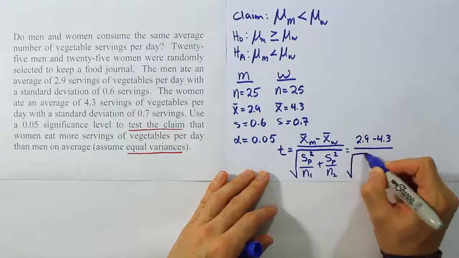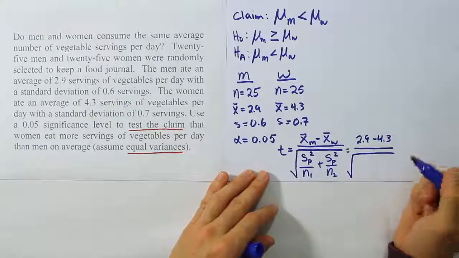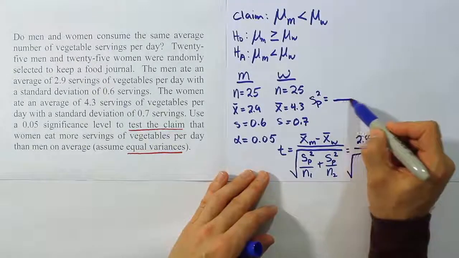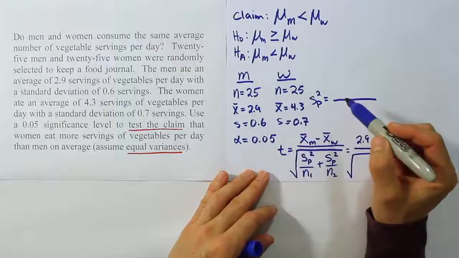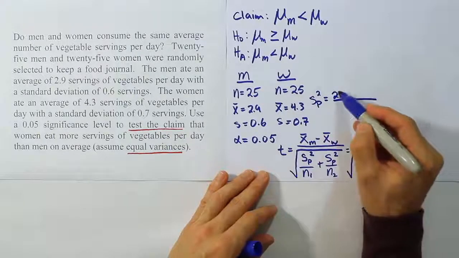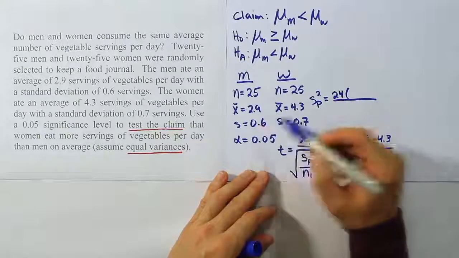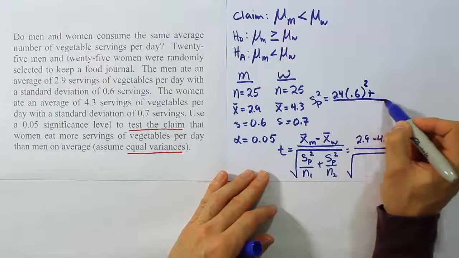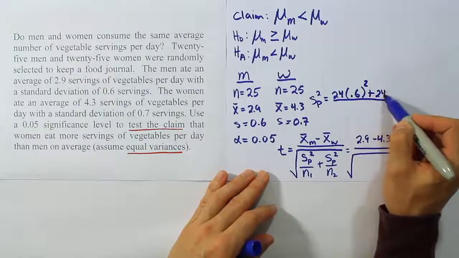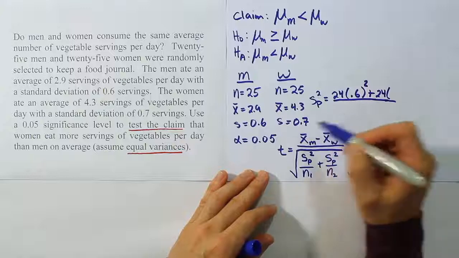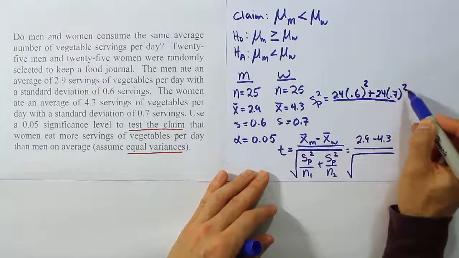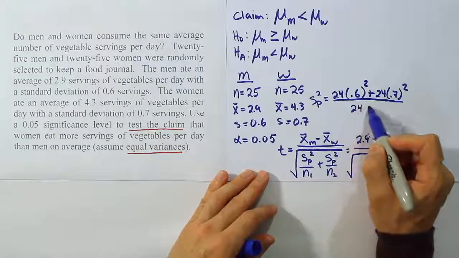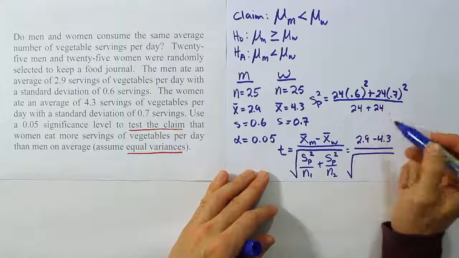Then the square root. Now to put this value in, we have to first calculate it, so let's do that over here. SP squared. Remember the idea is that you take the degrees of freedom for the first group, that's 25 minus 1 or 24, times this standard deviation quantity squared, plus the degrees of freedom for the second group times its standard deviation, which is 0.7 quantity squared. Then you divide by the 2 degrees of freedom, so in this case it'll be 24 plus 24, or of course 48, right?